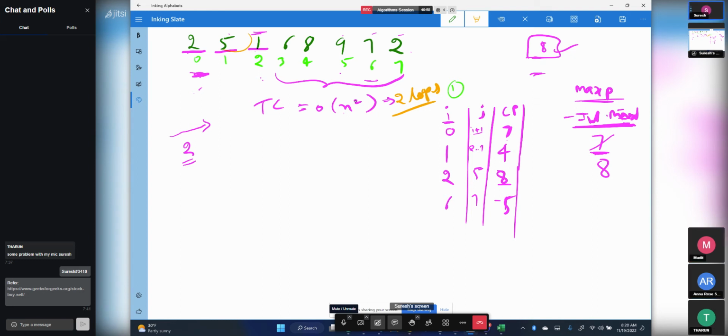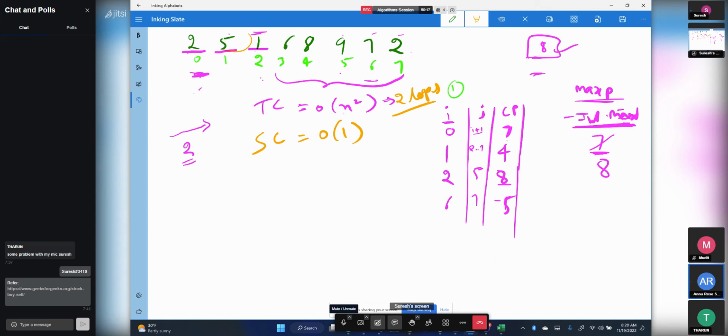Yes, sir. Now let's go to the space complexity. What is the space complexity? Constant, big O of one. Very good. Do you know why it is?